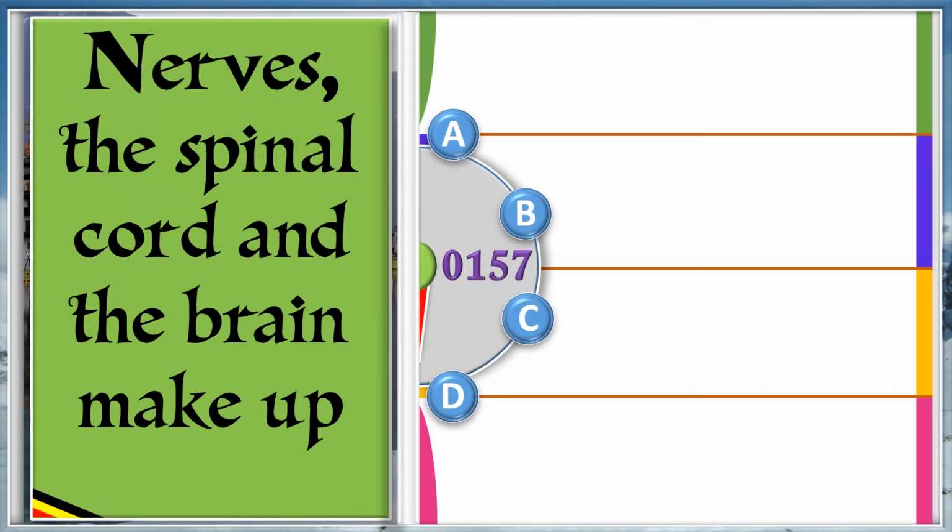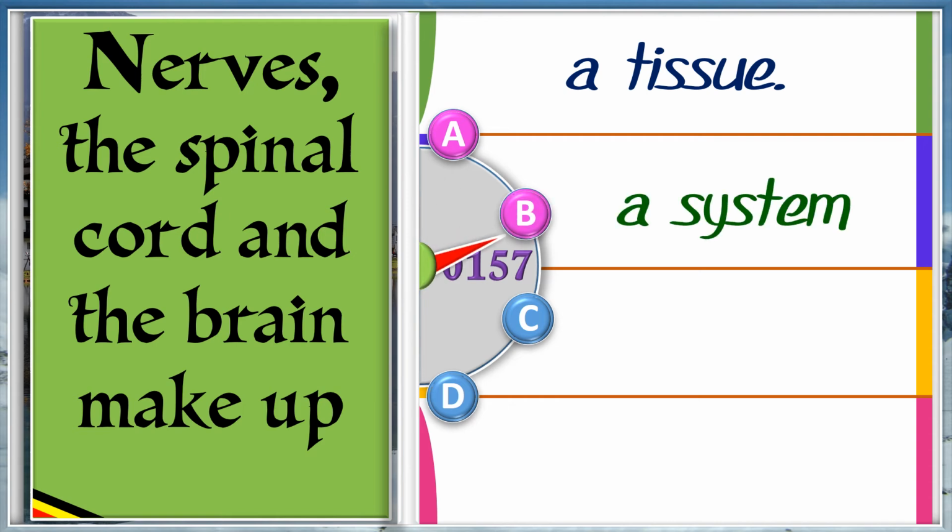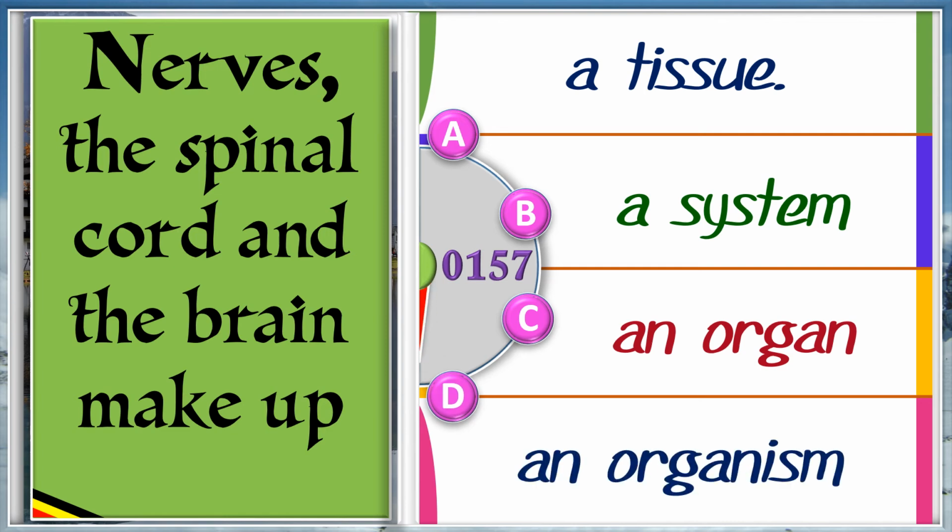Nerves, the spinal cord, and the brain make up: A. A tissue. B. A system. C. An organ. D. An organism. And the answer is B. A system.